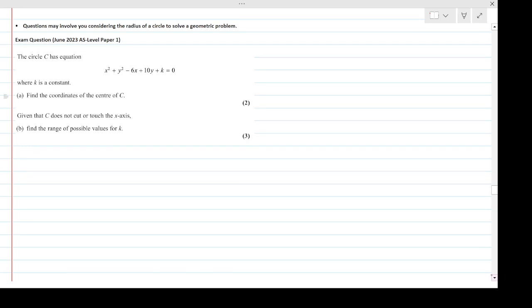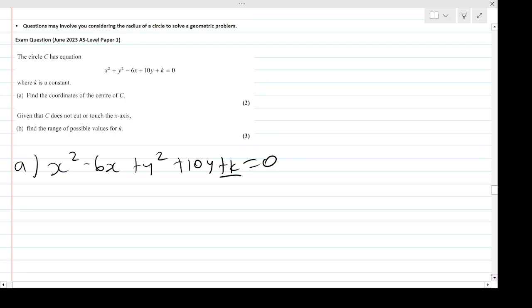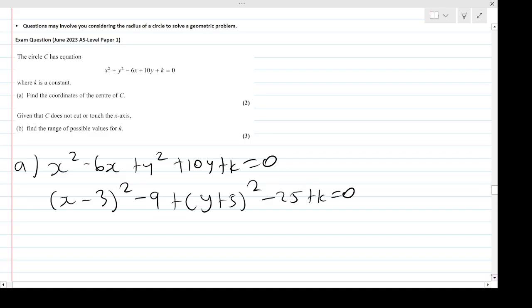So let's have a look here. Firstly, the circle C has this equation. Find the coordinates of the centre. Well, again, we need to complete the square on this in order to find the centre, because we need the equation of the circle. So again, let's group the x parts together. So then we have x squared minus 6x, then plus y squared plus 10y plus k equals 0. Again, I'm not worried about the k at the moment. It's just a number. Anyway, so then we have x, and half of minus 6 is minus 3, all squared, and then minus 3 squared is minus 9, plus then y, half of 10 would be plus 5, all squared, then minus 25 plus k equals 0.